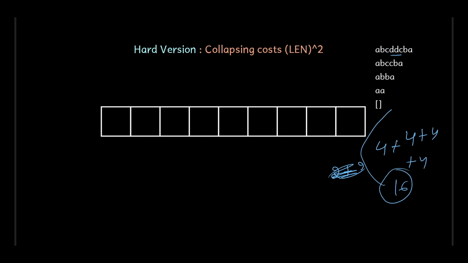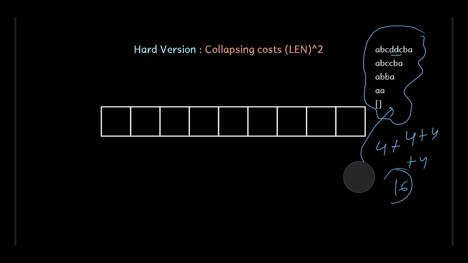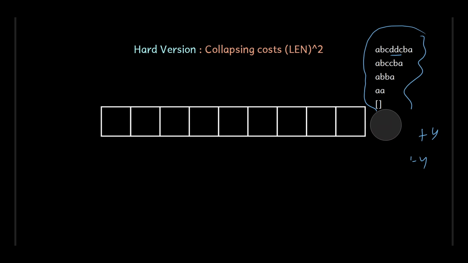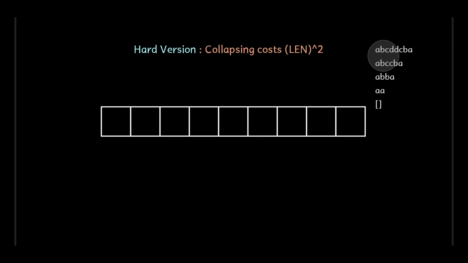I don't know if 16 is optimal or not, because this is the answer for the sequence for the easy version of the problem. Most likely the harder version also will have the answer of 16. That we'll have to see. But I hope you got the problem idea. That is, every time you do the collapse, you have to add the cost of length into your answer.